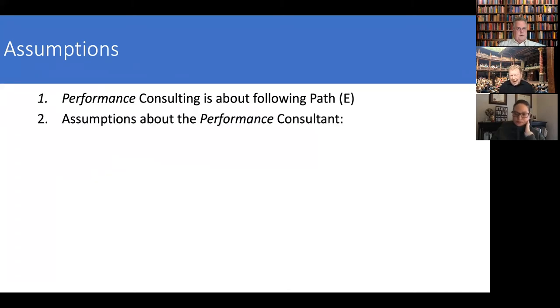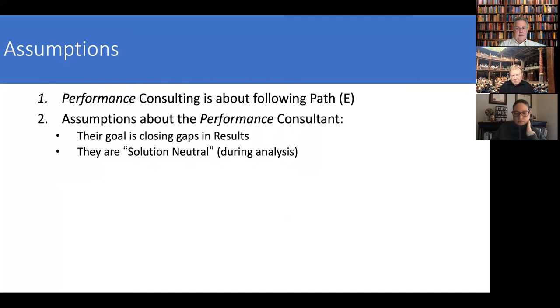So you're acting as a performance consultant, which goes by various names. Their goal is to basically close the gap or build a new performance system. They remain solution neutral during their analysis, which is extremely important. Once you have a solution in mind, it's going to affect your analysis. So you try to remain as much as you can solution neutral as we go forward.